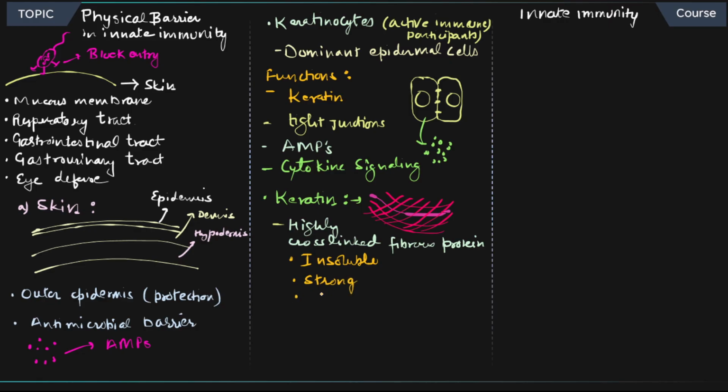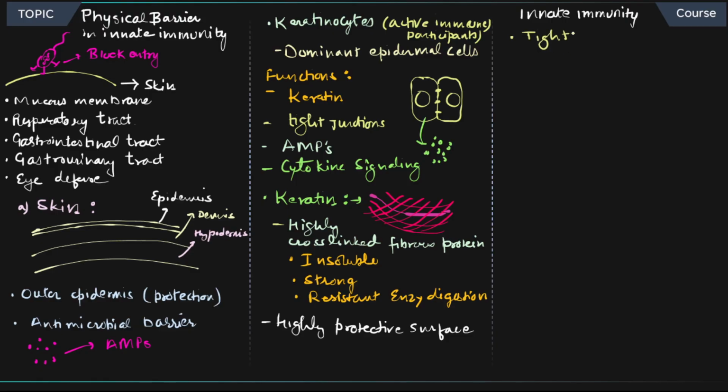The next point is that it's resistant to enzymatic degradation. Enzymes are not able to degrade this particular protein. That's the beauty of this protein. So it provides a highly protective surface. If the surface is created by keratin, a highly protective surface will be created, and microbes get trapped. Microbes can't enter inside that barrier.